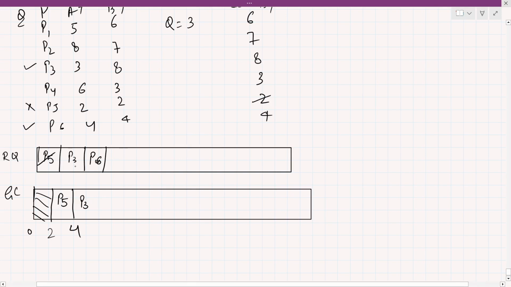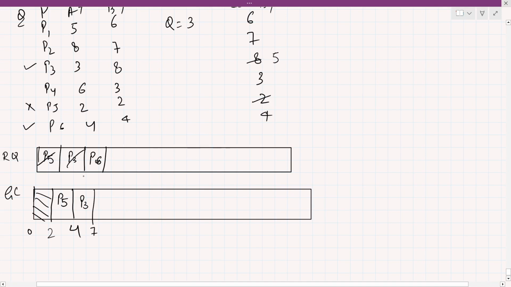After that, P3 will get a CPU, and the P3 burst time is 8. So it can spend the maximum amount of time in the CPU, which is 3. So 4 and 3 becomes 7, and the burst time left for this is 8 minus 3, which is 5.